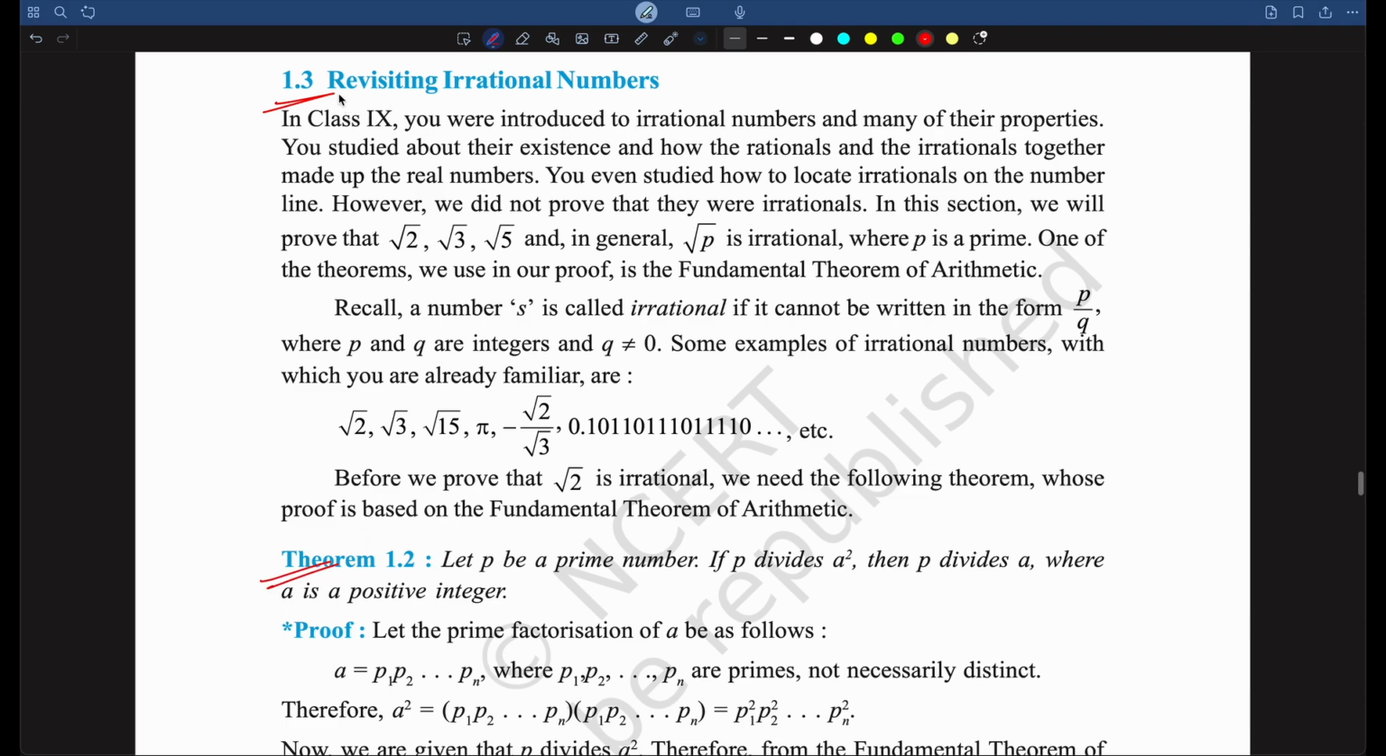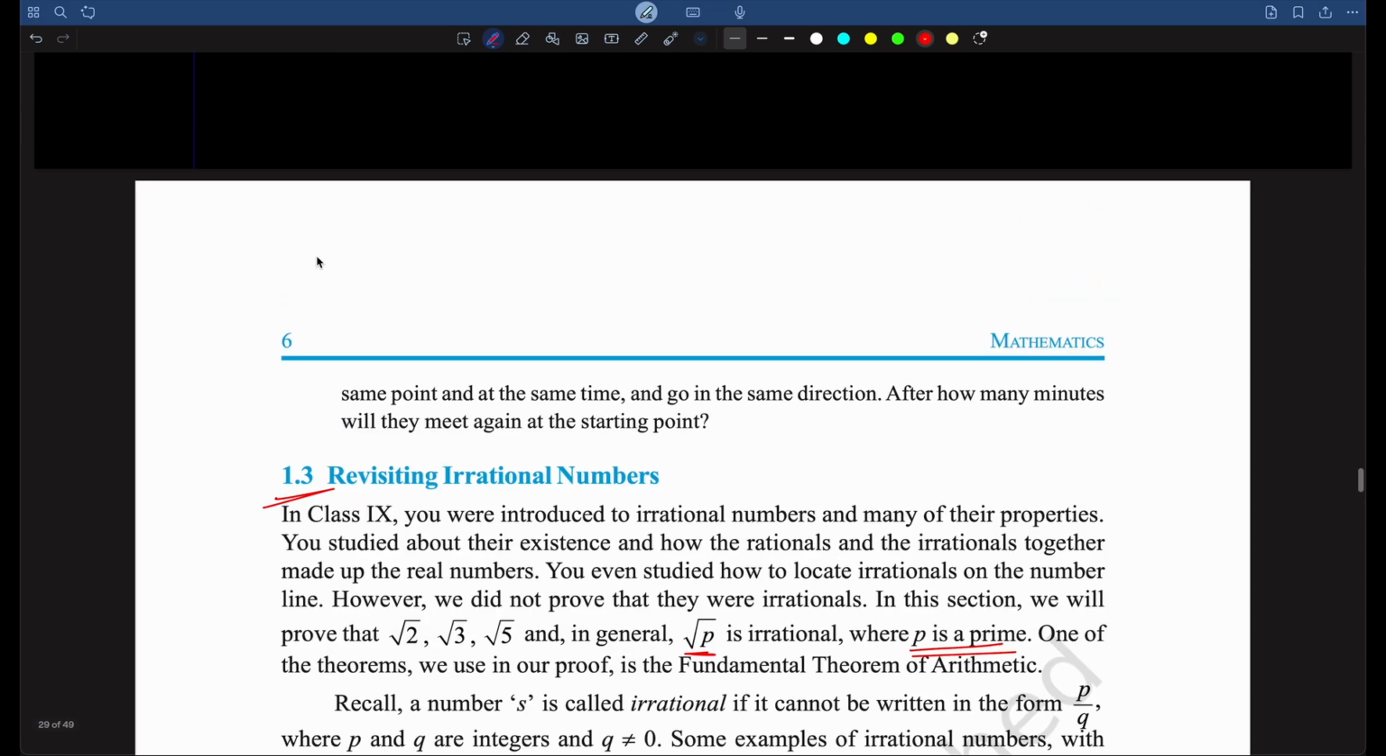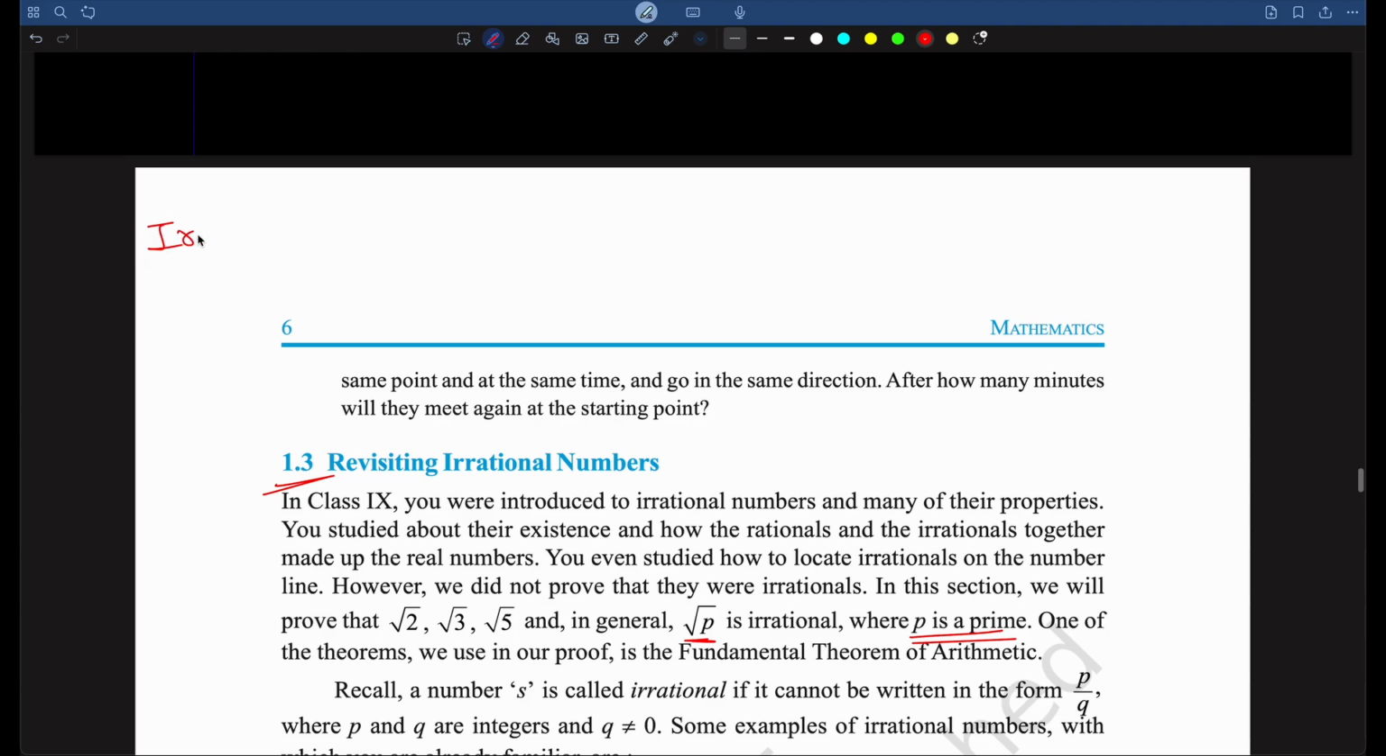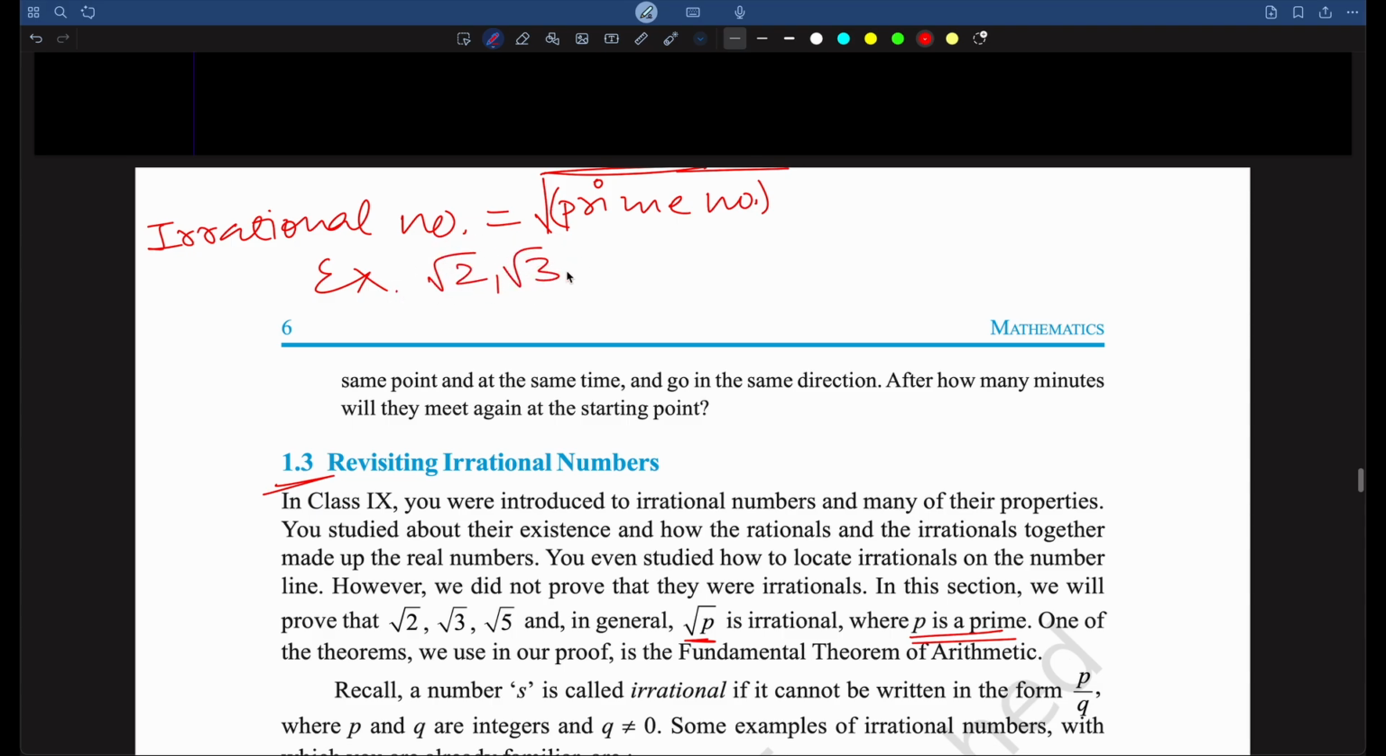Topic number 1.3, revisiting irrational numbers. Irrational numbers are those numbers which are of the form under root p, where p is a prime number. That means irrational number equals under root prime number. For example, under root 2, under root 3, under root 5, under root 7, and so on.